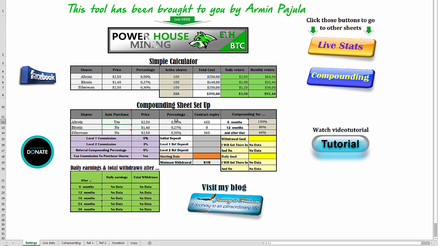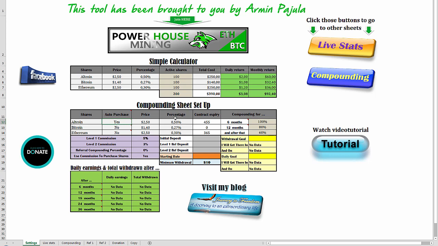Here you can change again the percentage, and you can change it according to the daily percentage, because my live statistics sheet will give you an exact percentage for the last days. So you can anytime change those numbers here, so you will have the latest numbers in your compounding sheet, so you will have the most accurate outcome.